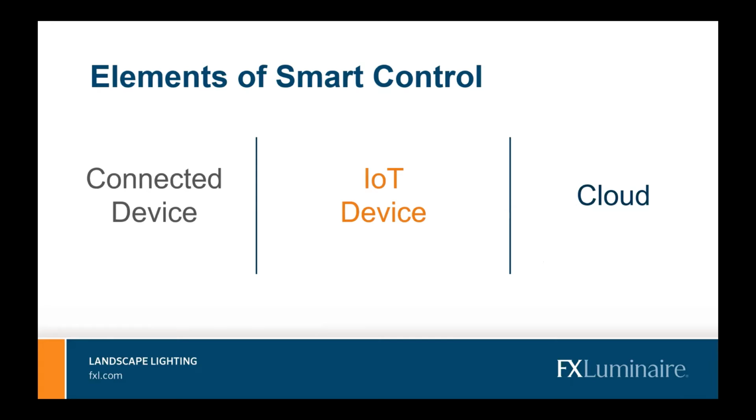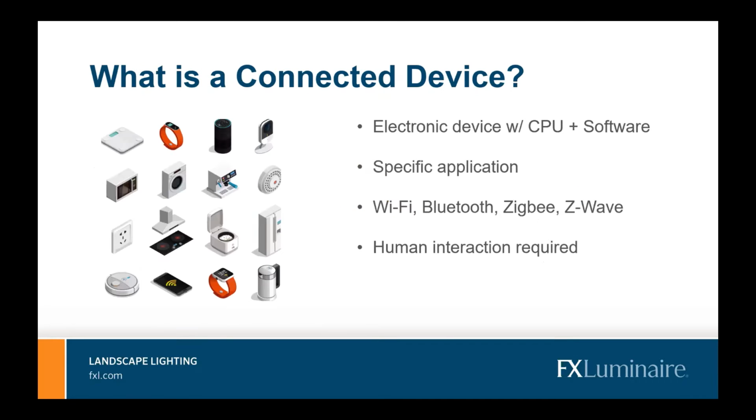All right, so enough of that. Moving into the different elements or keywords that are typically associated with smart control. You are bound to hear connected device, IoT device, and cloud. So a connected device is basically just an electronic device with some type of computer inside of it where software is running. The main difference between a connected device and an IoT device is that connected devices are specific for a particular application.